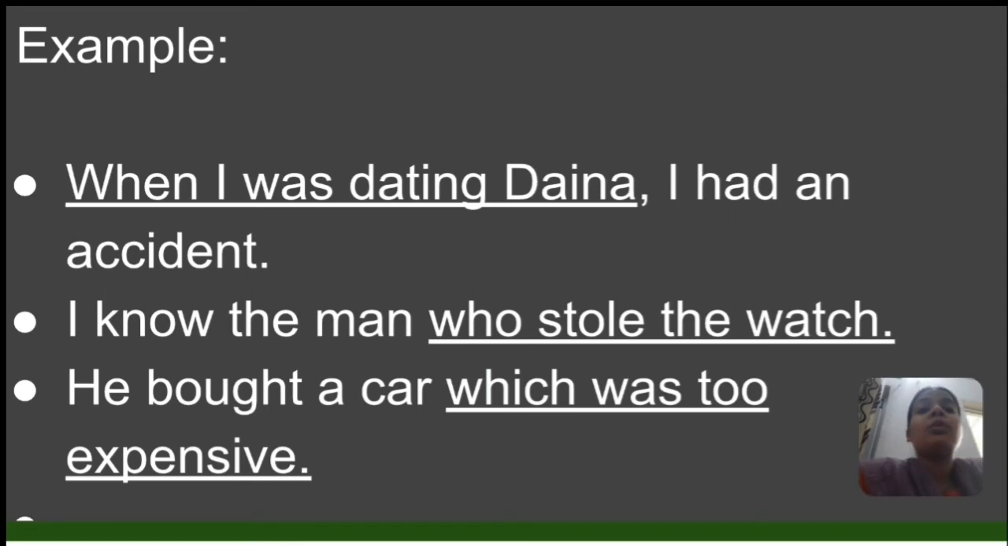I know the man who stole the watch. So here, who stole the watch is the dependent clause. He bought a car which was too expensive. So which was too expensive is the dependent clause. So here, as you have noticed, these dependent clauses always begin with, or are attached to, subordinating conjunctions. Okay, so this will also help you to identify the dependent clause. There will always be some subordinating conjunction with the dependent clause.